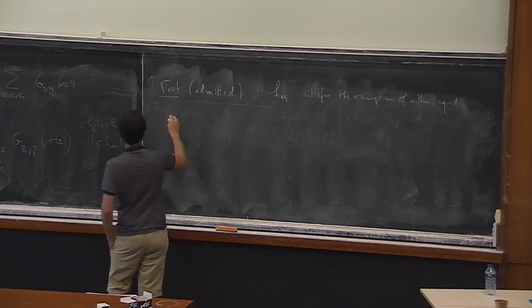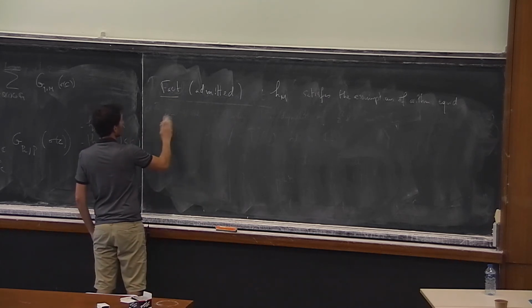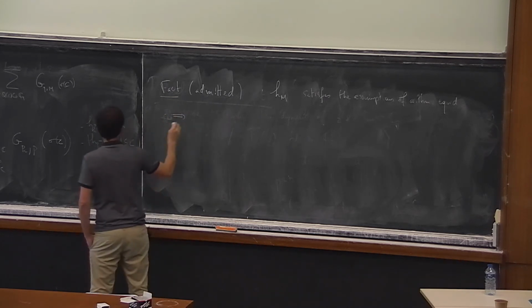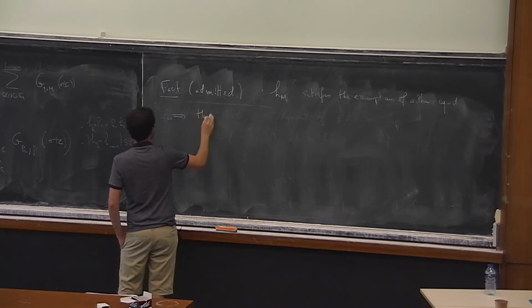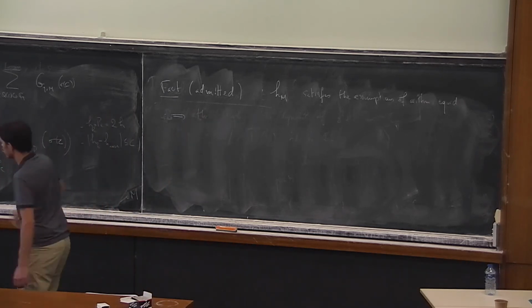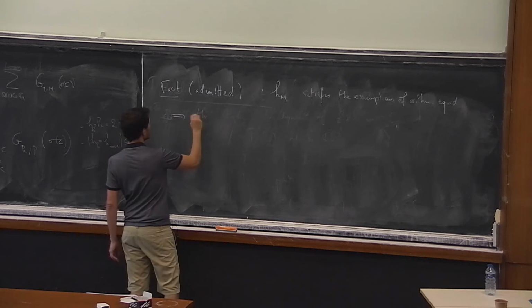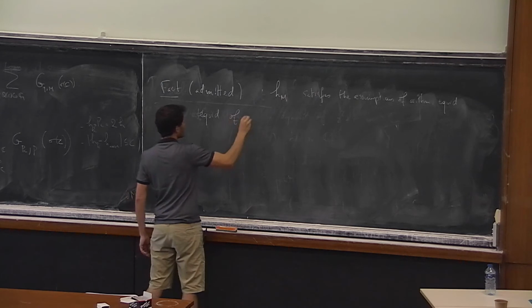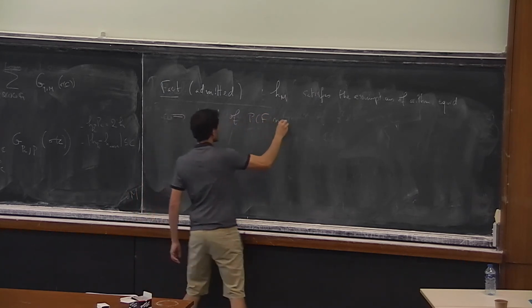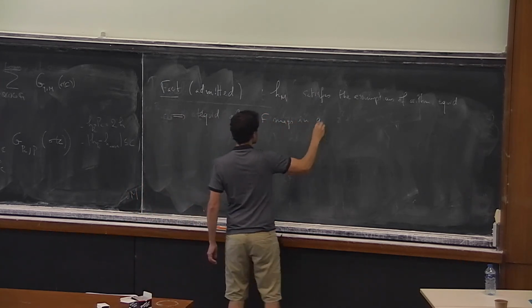Okay, so the consequence. We get, well, this implies the theorem. It implies the equidistribution of post-critically finite maps in the quadratic family.